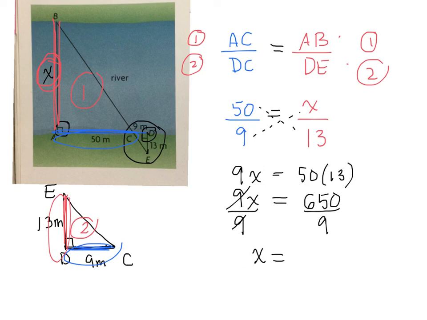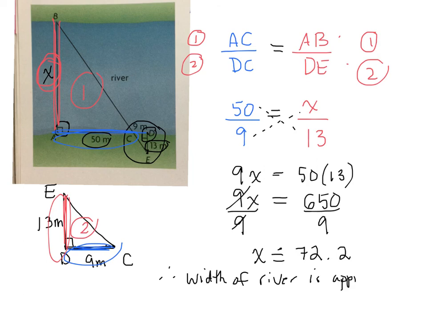So we'll round it off to approximately 72.2. Because this one, they rounded to the nearest meter, we'll answer the question to the nearest meter. So therefore, what is the width of the river? It is approximately 72 meters wide.